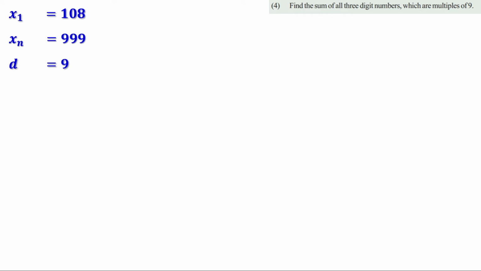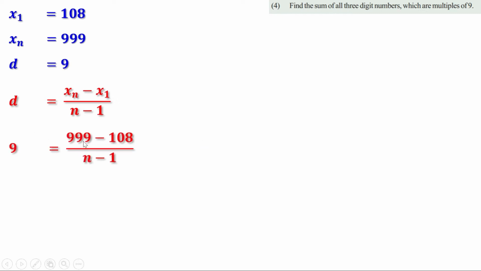Now to find the sum of all these numbers, we need to find the number of terms of the sequence. How can we find the number of terms of a sequence? There are different ways. We know the common difference is term difference by position difference. Here the common difference is 9, the last term is 999 and the first term is 108.